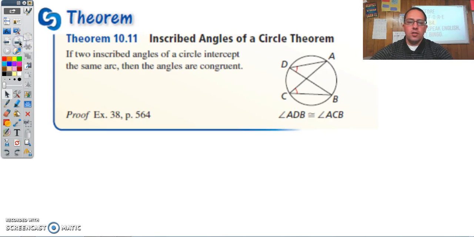It's interesting enough that they gave us a theorem about it. The inscribed angles of a circle theorem. What this says is that if two inscribed angles of a circle intercept the same arc, the angles are congruent. So since angle D and angle C both intercept arc AB, these two angles are going to be congruent. Also on here, angle A is going to be congruent to angle B because they both intercept arc DC.